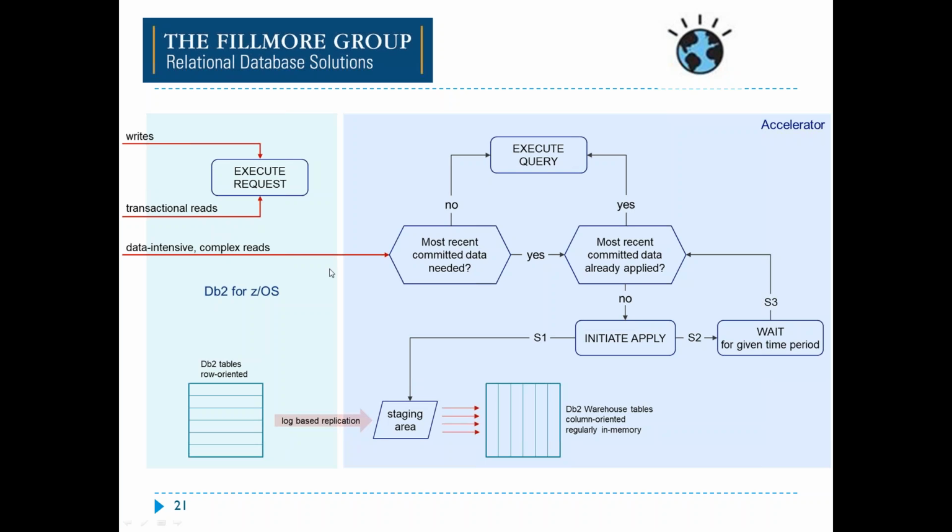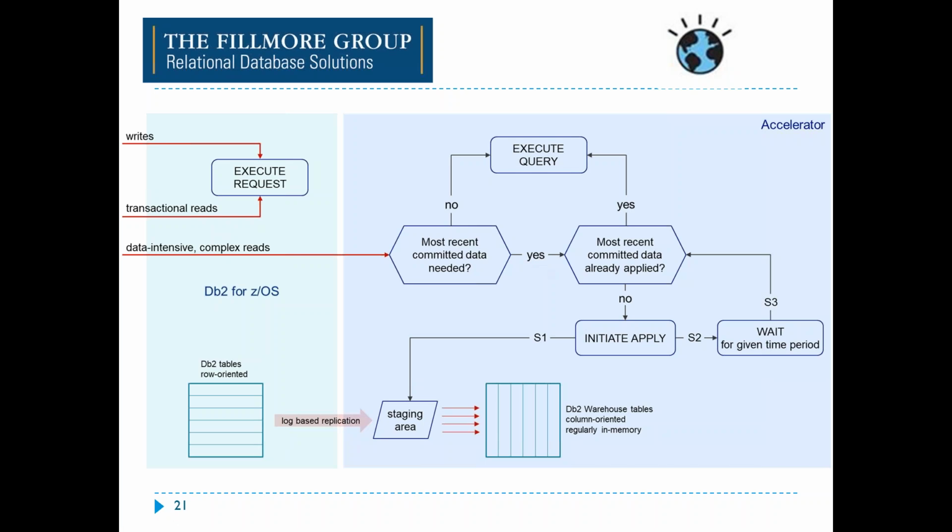So the first question that HTAP asks is, is the most recently committed data needed? Do I need the data up to the time that the transaction started? If the answer is no, go ahead and execute the query. If I'm only looking at historical data to make this decision, I'm not worried about it. Let's say that the answer is yes, however. I'm in the middle of the screen and I'm looking at most recently committed data needed, yes.